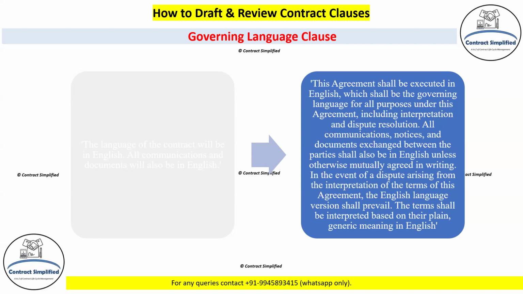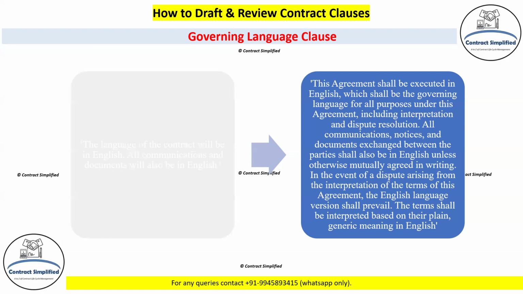So now here we have improved in three areas. First one is clearer scope. It doesn't just mention the contract will be in English, but also clarifies that English will govern the interpretation and dispute resolution. We have added mutual agreement for other languages. That is, we have included a provision that allows the parties to agree to use other languages in certain circumstances, but only if it is explicitly agreed upon.